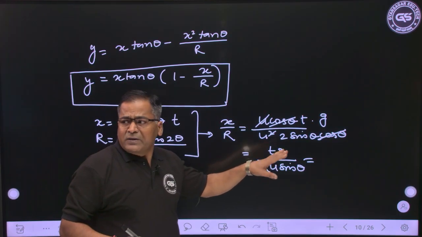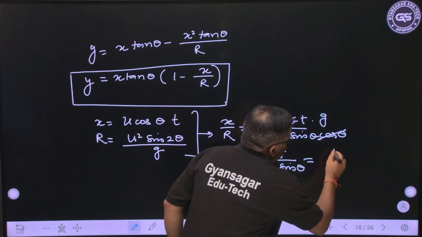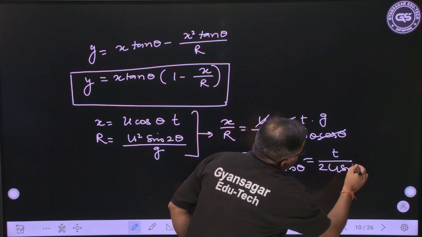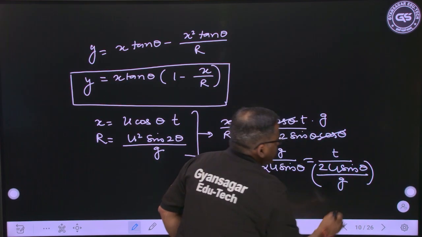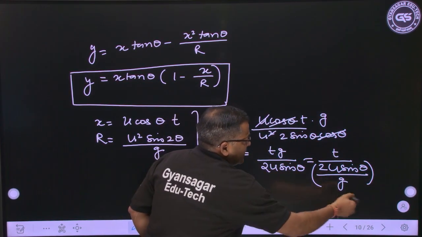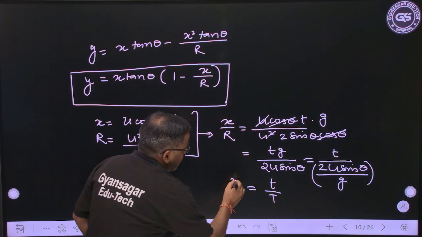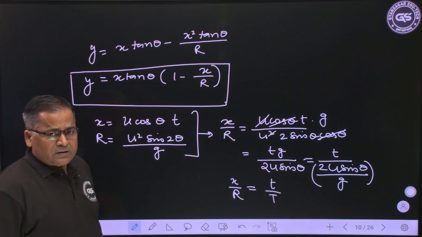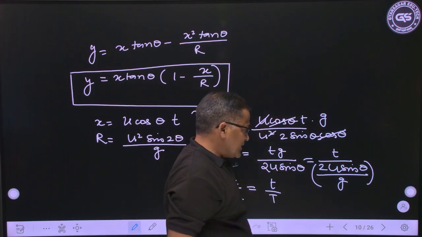Now this equation can be further manipulated slightly. T divided by 2u sin theta by g. This is nothing but time of flight, this part. So t by T. So x by r equals t by T. The equations that we are getting now are like this. I will summarize at next page.